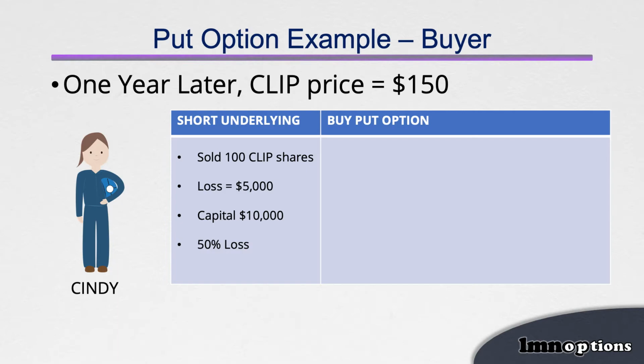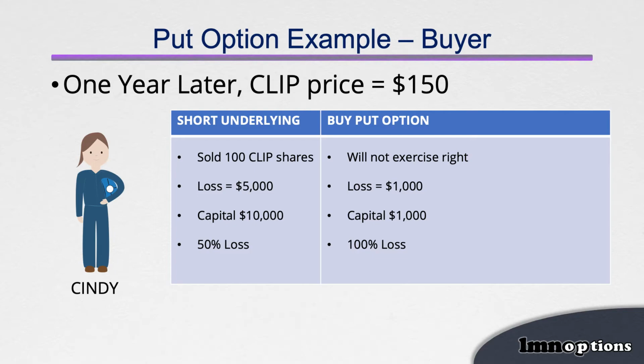However, if Cindy had instead bought the put option, when the market price of the underlying is above the strike price of the put option, Cindy will not exercise her right to sell the shares. So her loss will be capped at the $1,000 that she paid for the put option. Since her capital outlay was the $1,000 paid for the put option, this would amount to a 100% loss. Buying the put option instead of short selling the underlying can help to cap losses in the event that the trade does not play out as planned.